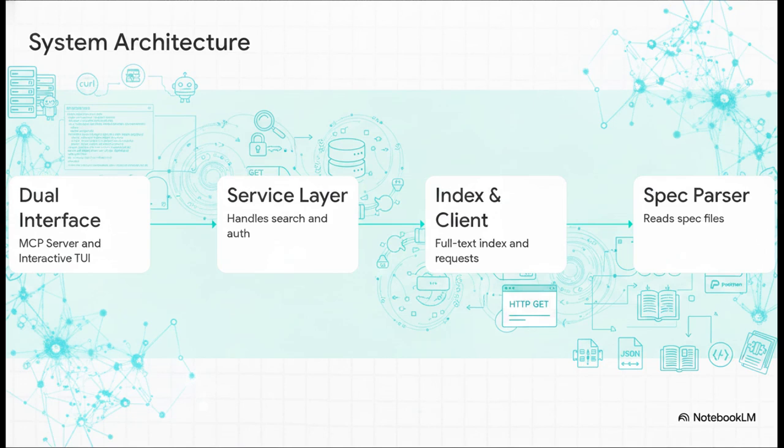Which brings us to Section 2, Architecture Snapshot, under the hood. So, everything we just saw happen took under 2 minutes without writing a single line of integration code. Let's quickly look at how this top-down flow actually works. It starts with this slick dual interface. It acts as an MCP server for your agents, sure, but it also has an interactive terminal UI for humans to explore APIs manually. Beneath that is the service layer, which handles all your search, inspection, and auth. Then you have the index and HTTP client, all being fed by the foundational spec parser that reads your OpenAPI files. It's just a super clean, efficient pipeline.